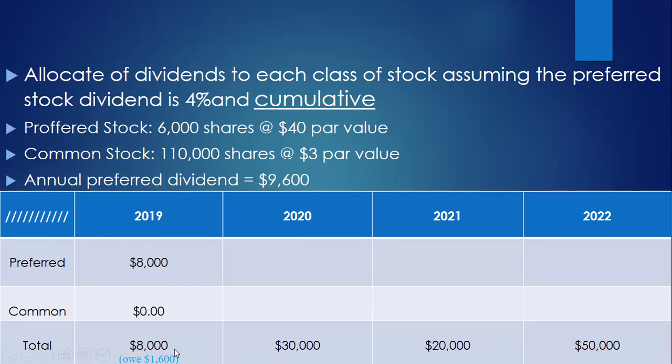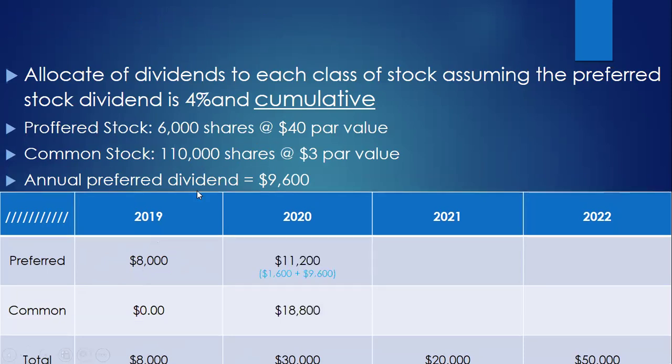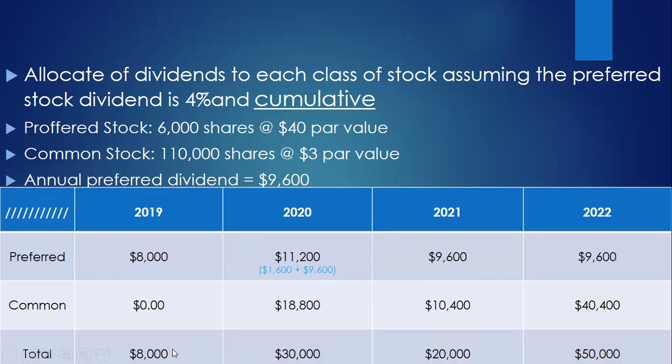Now the main difference between cumulative and non-cumulative. Cumulative, you're going to carry out 1,600. Where did I come up with this number? 8,000 are being given away. They are eligible for 9,600. So 1,600 will be carried out for the next payment.